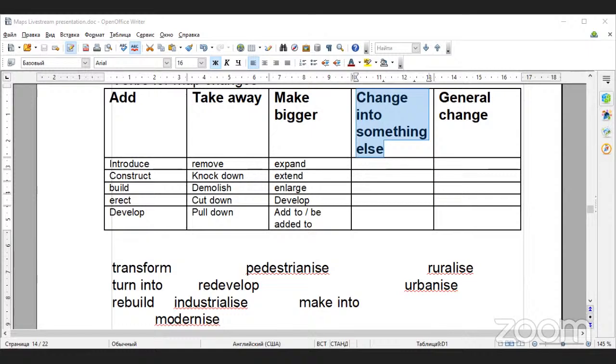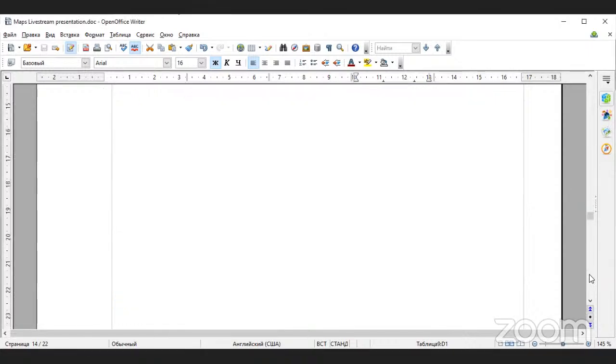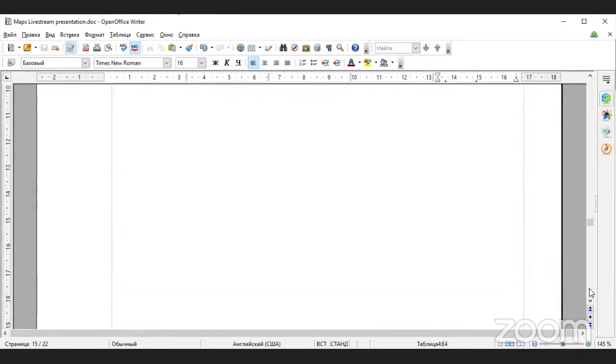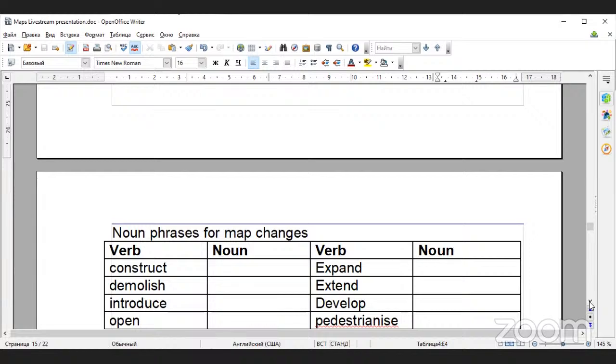Okay, so the words for changing into something else are transform, rebuild, turn into, redevelop, or to be made into. And last 5 words for the general change are to urbanize, to pedestrianize, to modernize, industrialize, or ruralize. Okay, so these are the words. If you have any questions or commentaries, please write them in the chat box.